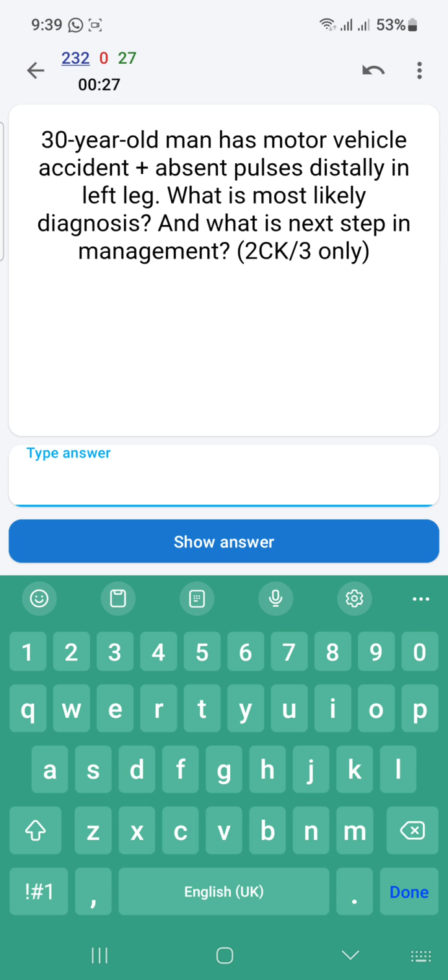A 30-year-old man has a motor vehicle accident plus absent pulses distally in the left leg. What is the most likely diagnosis and what is the next step in management?